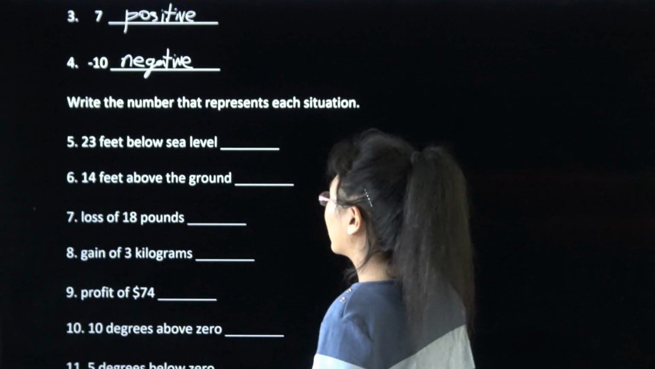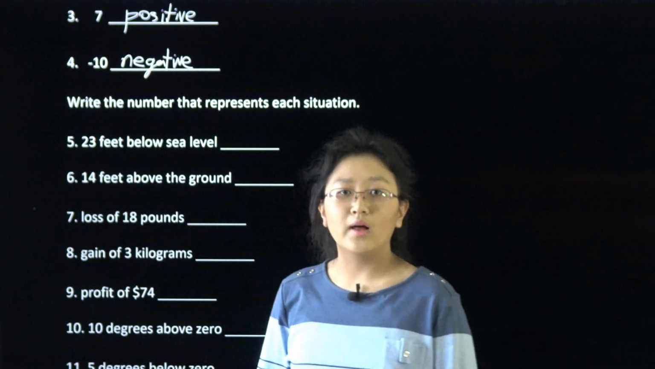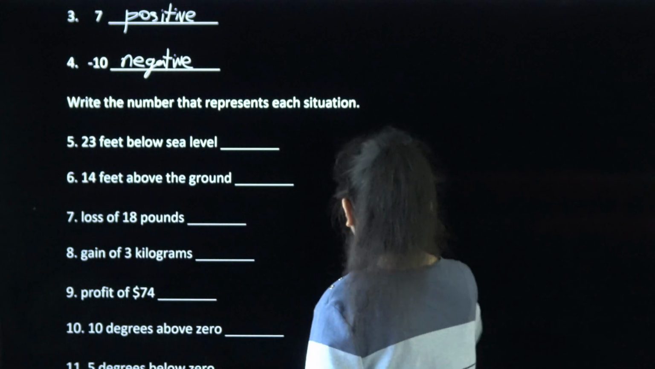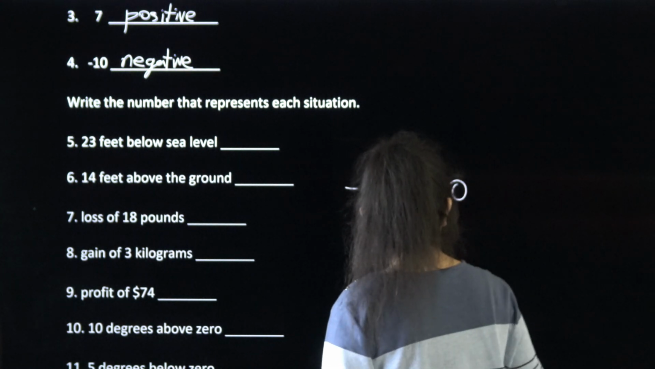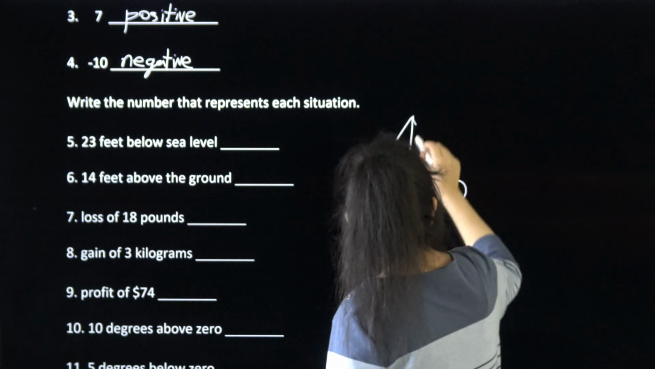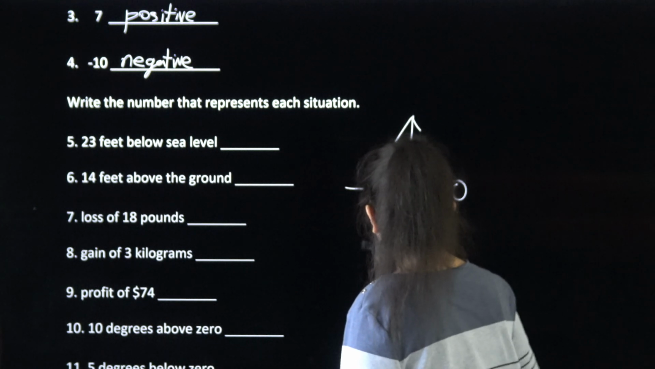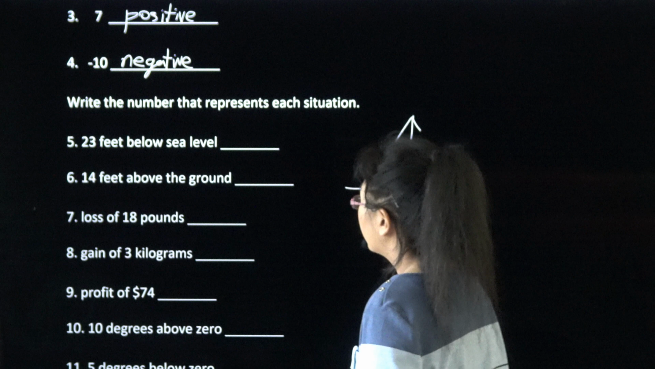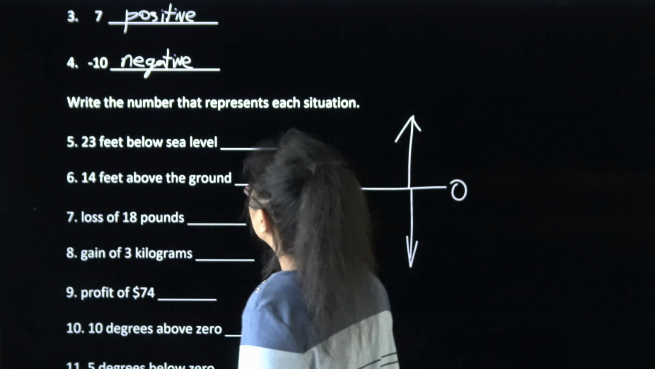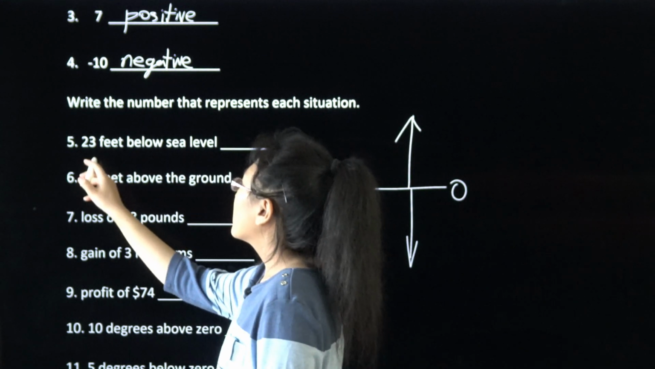Write the number that represents each situation. Below sea level. Well, let's pretend this is sea level, and sea level is 0. Above sea level and below sea level. So if you're below 0, what would you be? Negative.